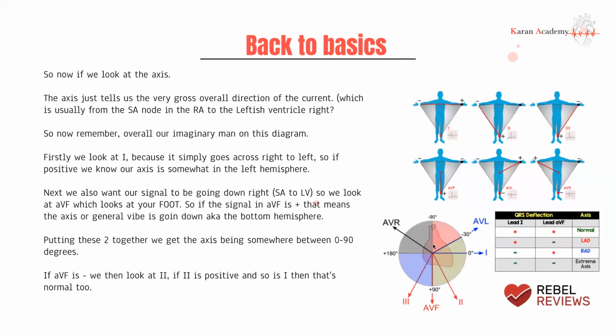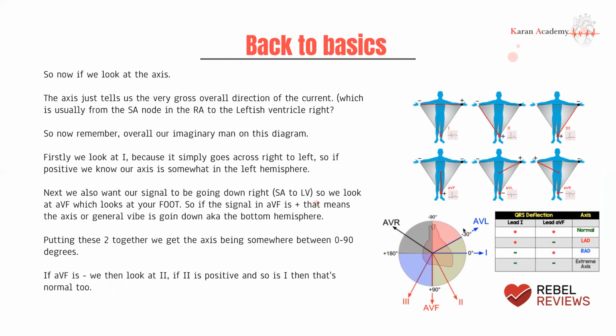Yes, so this means that the axis is in this hemisphere, and that's normal, right? So now we know it's in this half. The next thing we would look at would be AVF, because as you know, this looks downwards, and we want it to be in this quadrant.